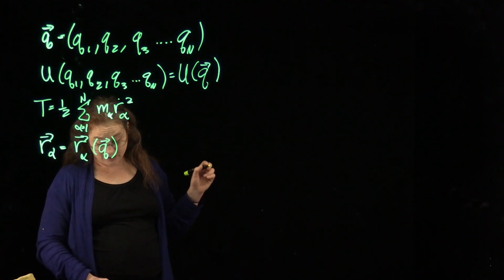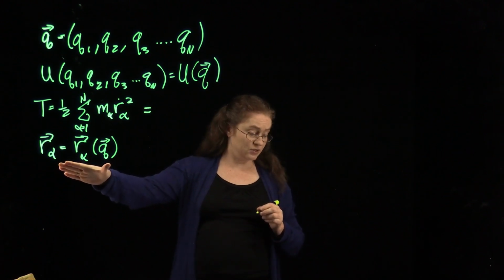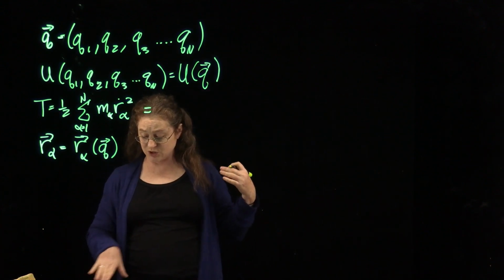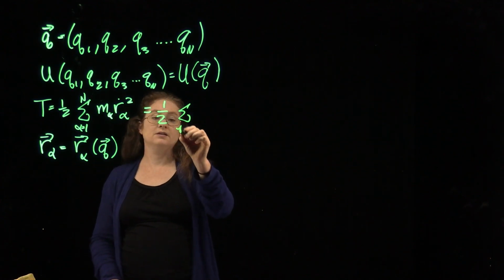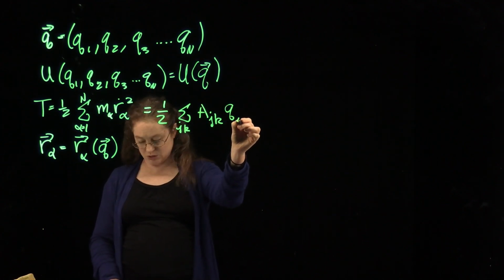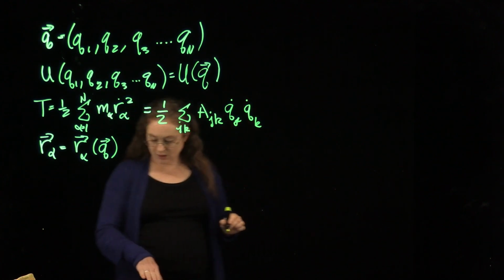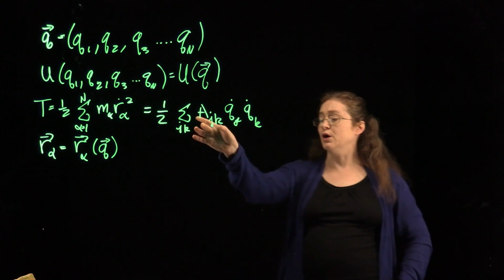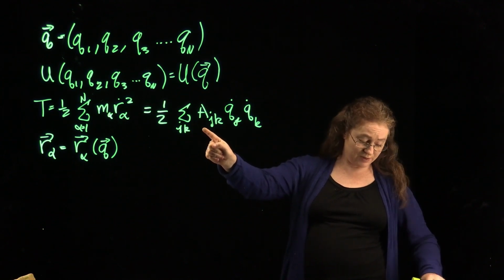All right, so then, if we can write the position vector in terms of the generalized coordinates, that means that we can write the kinetic energy in terms of the generalized coordinates. So we're going to write this as the sum over j, k of A_jk q_j dot q_k dot. This will start to look familiar because if you've had a little bit of linear algebra, you know that you can write a matrix with subscripts. So this actually is describing a matrix.